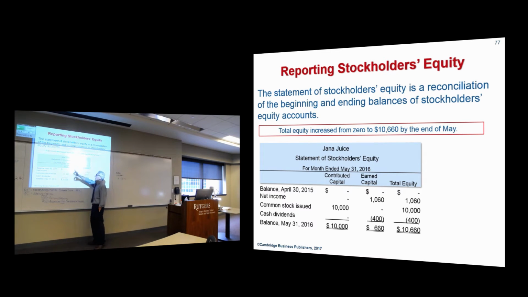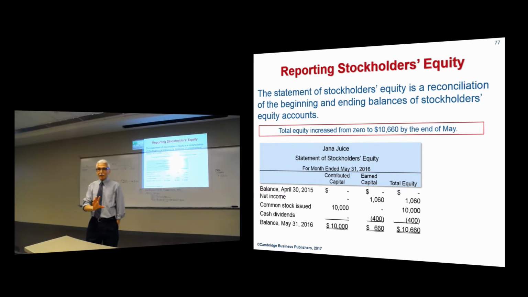So the name of the company, title of the statement, and it says for the month ended. So is that a flow or a static statement? For the month ended. How would you classify it? It's flow. It's showing you the changes in stockholders' equity. So if you have any statement that's a reconciliation of beginning and ending balances, any statement that's showing you changes, this is a flow statement. So now, if I went back to the balance sheet, let me do that right now.